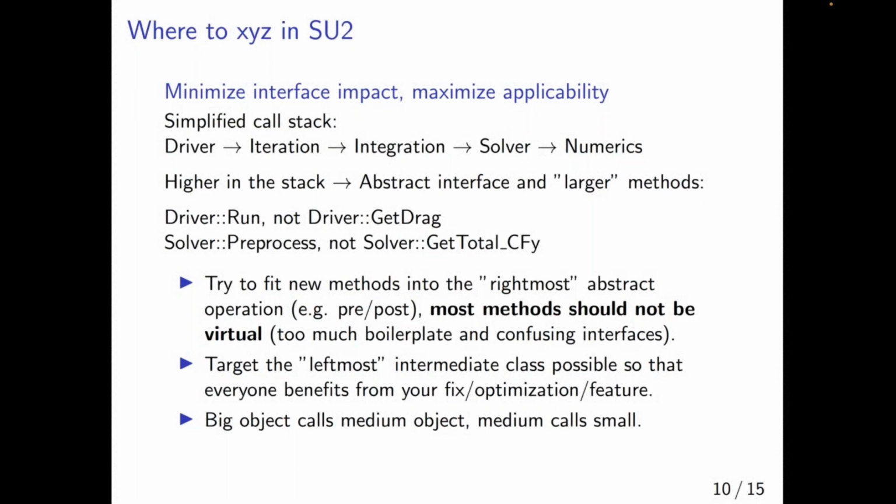And from there, you have the details of how you discretize the equations for those physics, and that's your numerics classes and so on. So if you have a new function, where do you put it? Where does it go? It should go into the rightmost abstract operation you can. So you don't want to put a small operation in the driver, right? The driver doesn't care, shouldn't care about computing source terms.